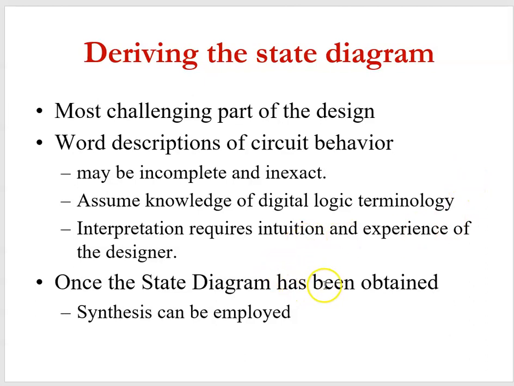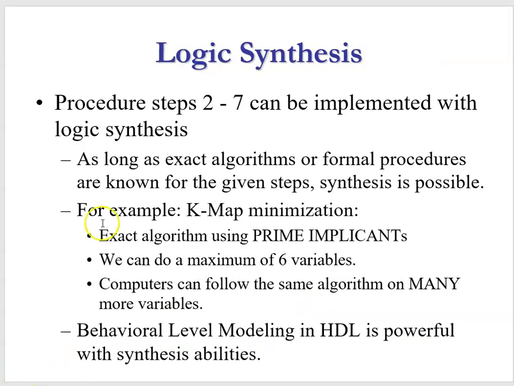Once we have a state diagram, synthesis can be employed, and so basically steps 2 through 7 can be implemented with logic synthesis. As long as we have an exact algorithm or formal procedures for the given steps, then it can be synthesized by a computer program, essentially. For example, a K-map minimization. We have an exact algorithm using prime implicants. We can do a maximum of 6 variables. Computers can follow the same algorithm on many more variables.